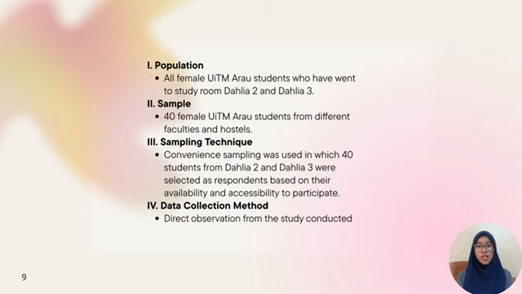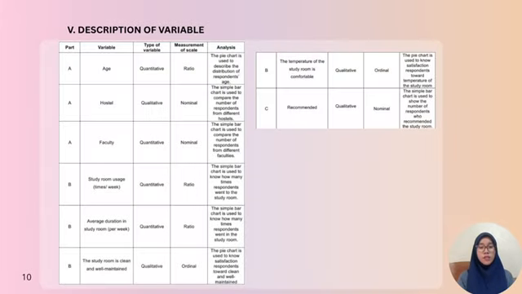The population of this study is all female YTM Arau students who have went to study room at Dahlia 2 and Dahlia 3. The sample is 40 female YTM Arau students from different faculties and hostels. Then convenience sampling was used as the sampling method, and we used direct observation from the study conducted as the data collection method. Next, the description of variables used in the study. The variables are classified based on their type, measurement scale, and method of analysis.